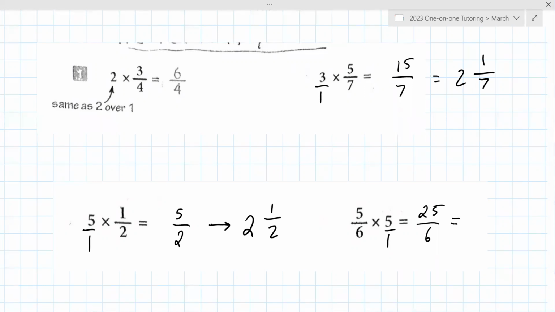And this one is 6 can go into 25 three times. Four times? Four times? Oh, yep. 4 times 6 is 24. Oh yeah, right. And then now it's 1/6 left over. Good. Okay. All right.